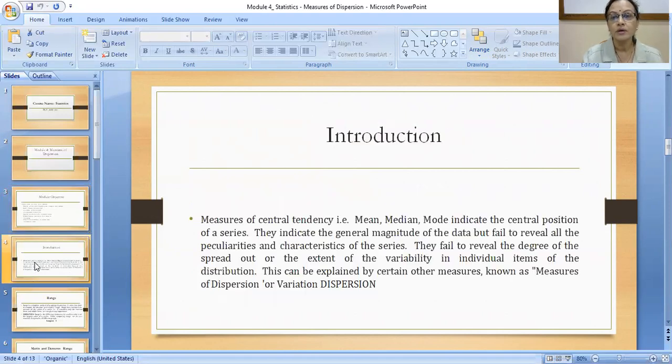Measures of central tendency, that is mean, median, mode, indicate the central position of the series. They indicate the general magnitude of the data, but fail to reveal all the peculiarities and characteristics of the series. They fail to reveal the degree of spread or the extent of variability in individual items of the distribution. This can be explained by certain other measures known as measures of dispersion or variation.